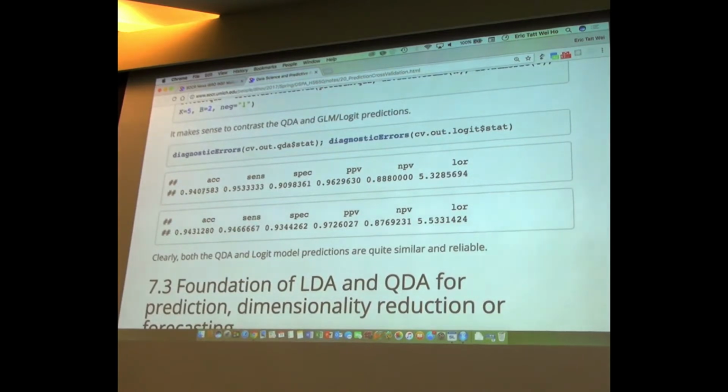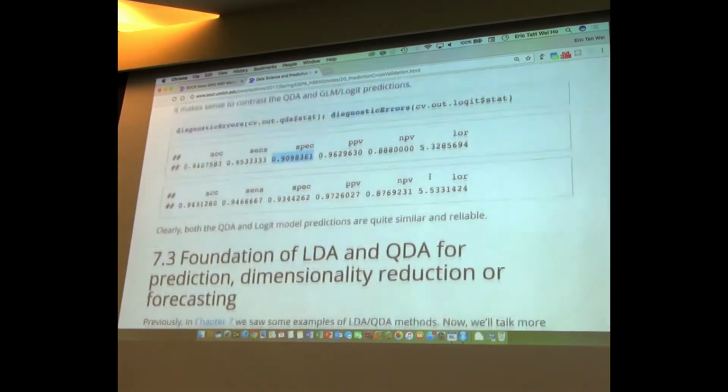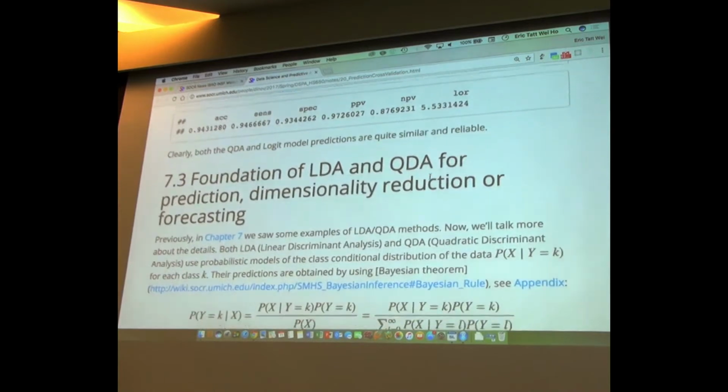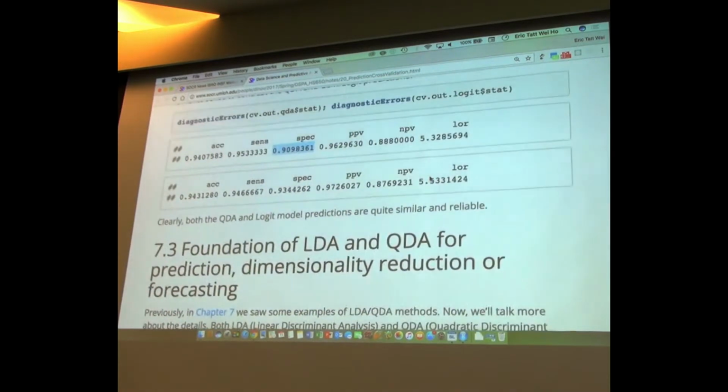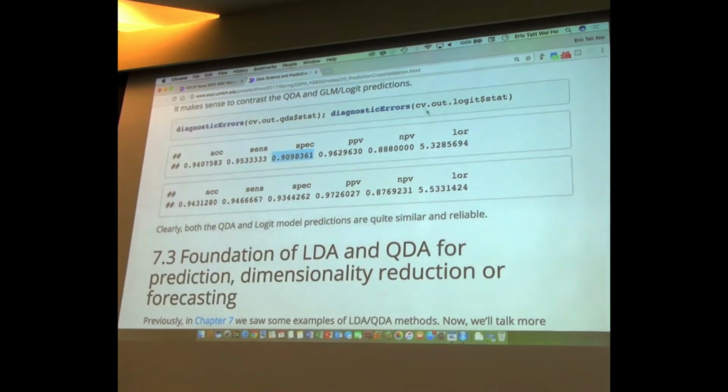Now here you increase the accuracy, sensitivity. Oh, the specificity dropped a little bit, which is a bit of a concern, but overall log odds ratio still 5 point something, not too bad. Oh, I beg your pardon. Let me see which one is which. The logit is the second report, and it did have slightly higher log odds ratio. So QDA, maybe because we dropped some of the features, it's not clear. But again, overall, not too bad.